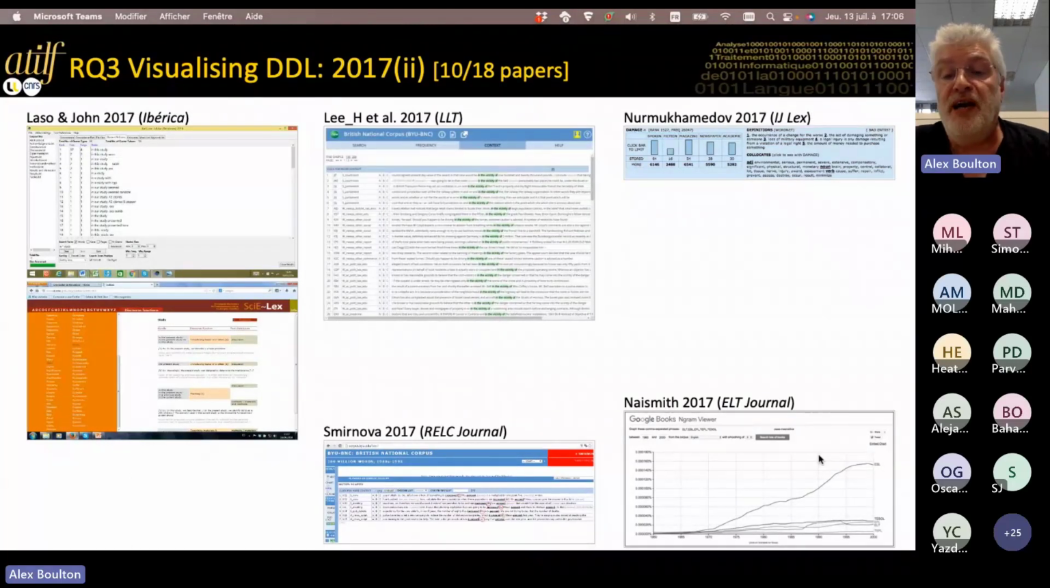Well, we mentioned Google Scholar earlier. Naismith was looking at Google Books Viewer, so just for frequency. But you can see that some terms are increasing in frequency from Google Books. Is it a corpus? Well, some people would say yes, some people would say no, some people would say it doesn't really matter, it's the tools and techniques that count.